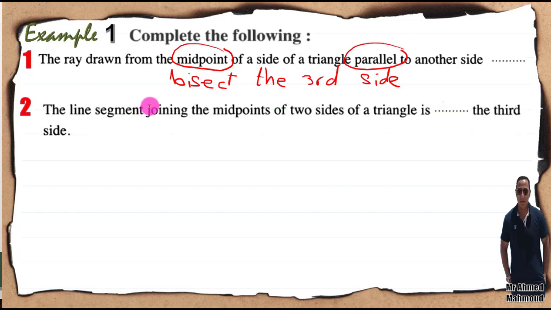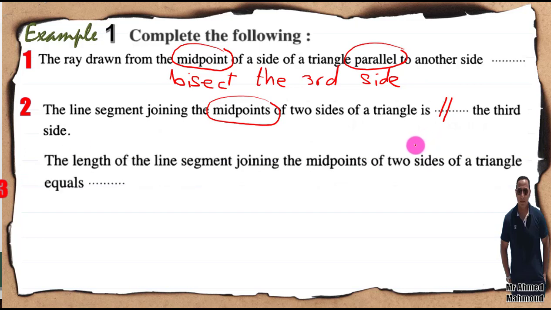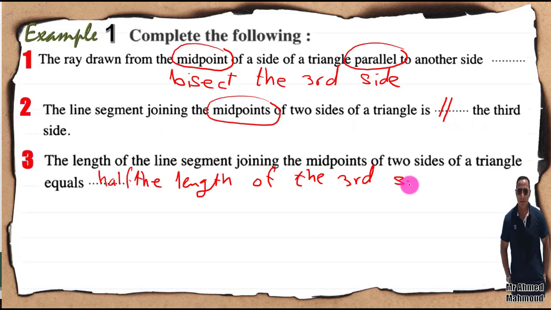Another one. The line segment joining the midpoints of two sides, now these are two givens, two midpoints of two sides, is parallel to the third side. Okay, the length of the line segment joining the midpoints of two sides equals half the length of the third side.